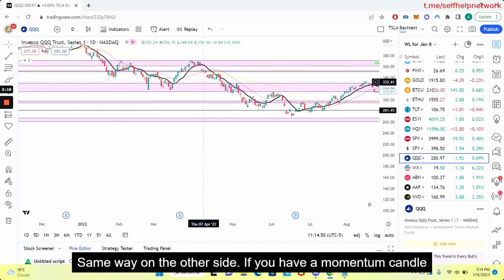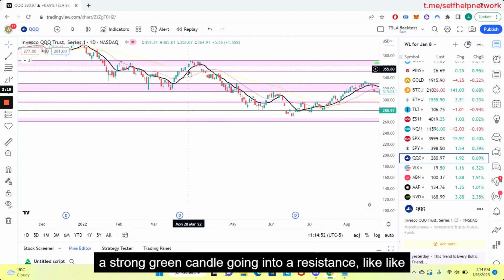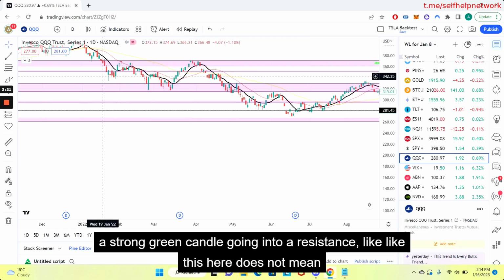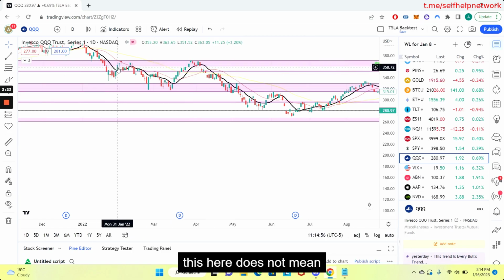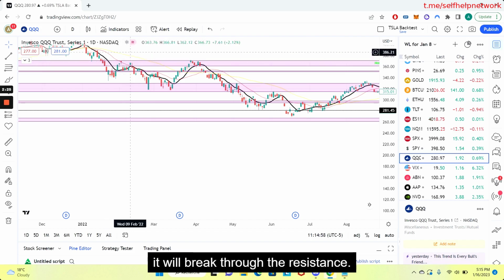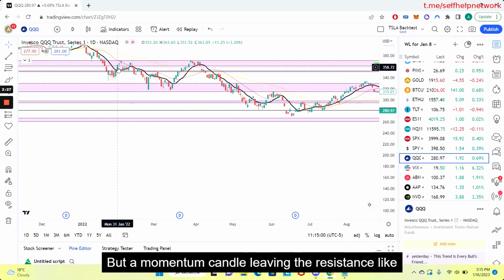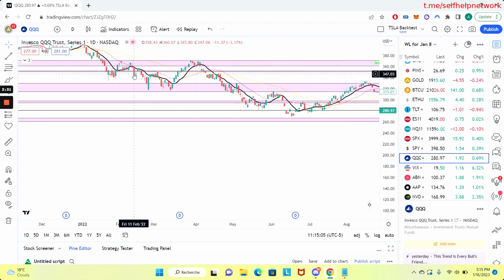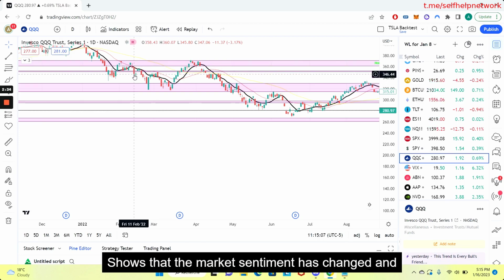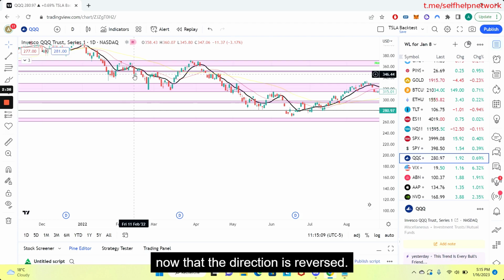Same way on the other side, if you have a momentum candle, a strong green candle going into a resistance, like this here, does not mean it will break through the resistance. But a momentum candle leaving the resistance, like this one right here, shows that the market sentiment has changed and now the direction is reversed.